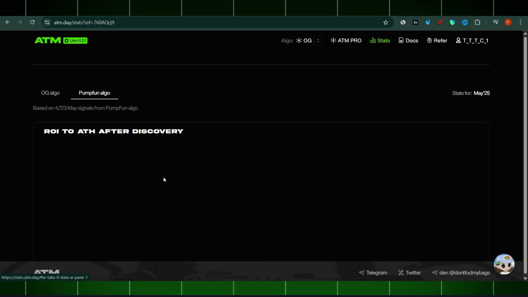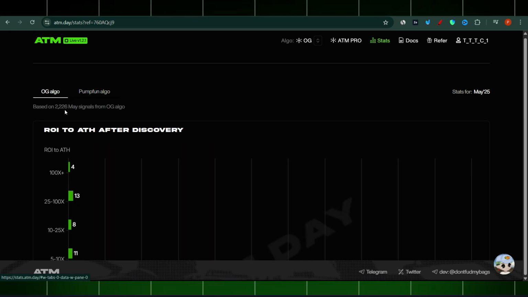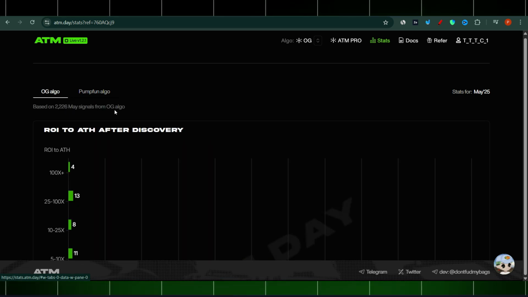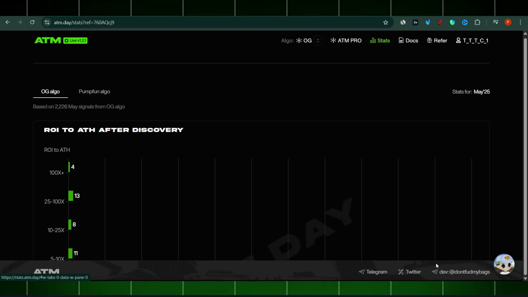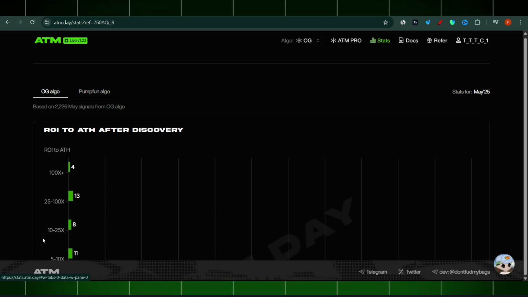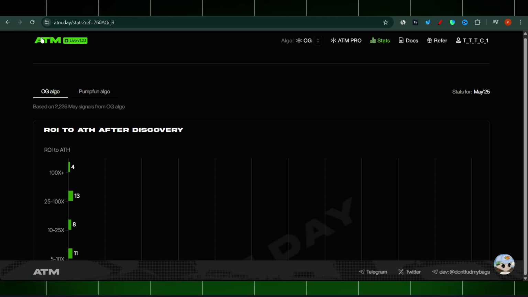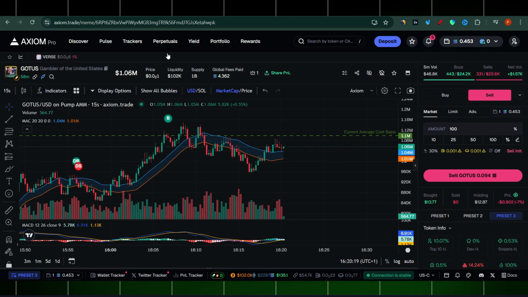And the pump farm algo, they have those based on 2,226 May signals from OG algo, and that's what they actually called. So this is something I highly encourage you to go and check yourself. They call 13 coins that made between 25 and 100x, and 8 coins made 10 to 25x. So I'm saying not all of those coins will win, but some of those coins are really good calls. Just bear that in mind.